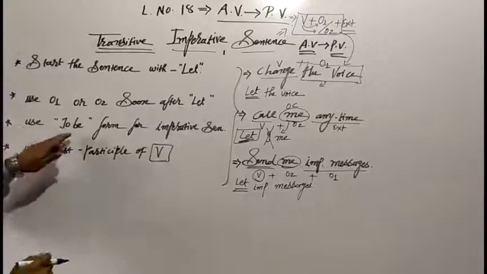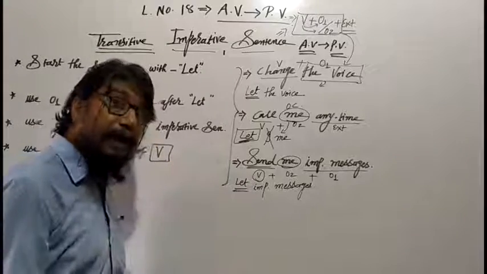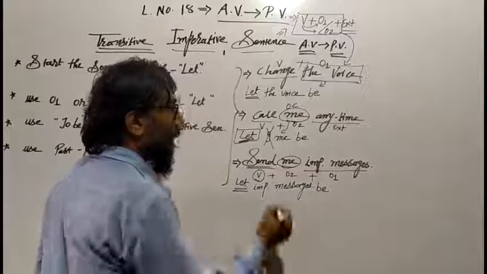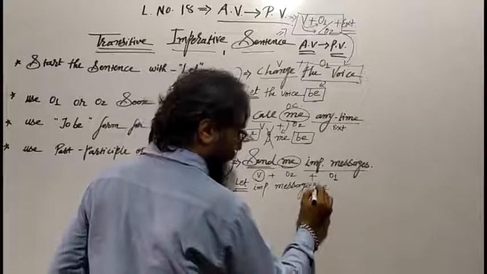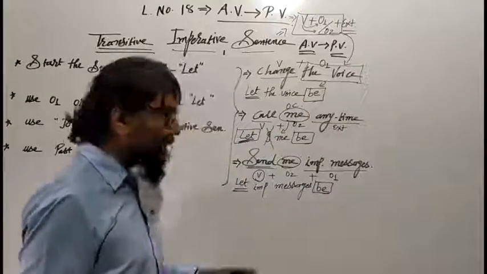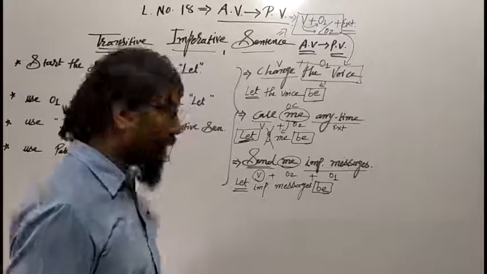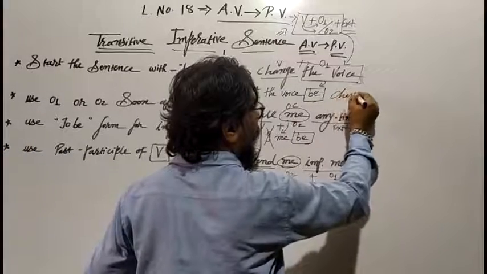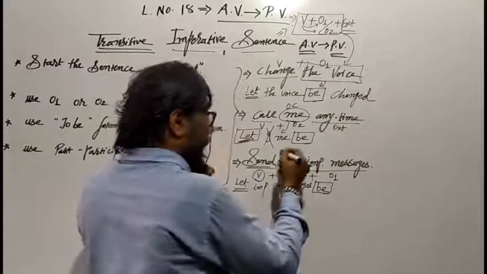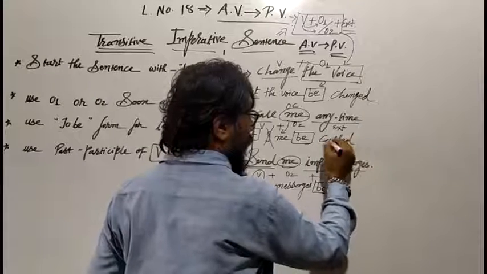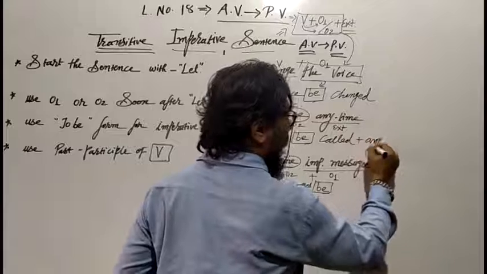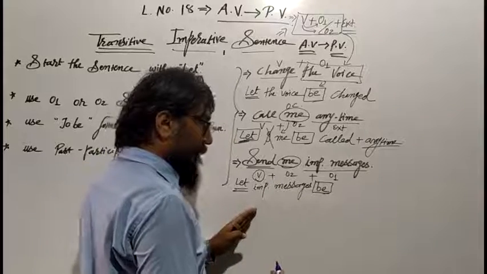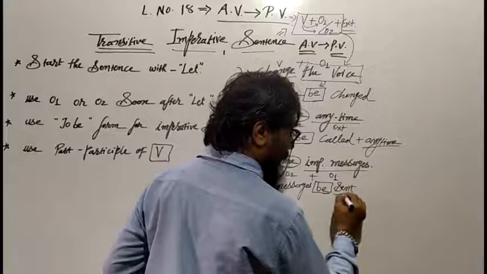Next to that, what is the third one? Use to be form for imperative sentence. Imperative sentence demands only V, so we have to use only V form. To be is infinitive. This is B form. This B form is according to imperative sentence. Next to that, use the past participle of the given verb. Past participle: change will be converted into changed. Here, let me be, call will be converted into called. Then afterwards, extension, anytime. We are not concerned with extension. Send me important messages. Let important messages be sent PP to me.